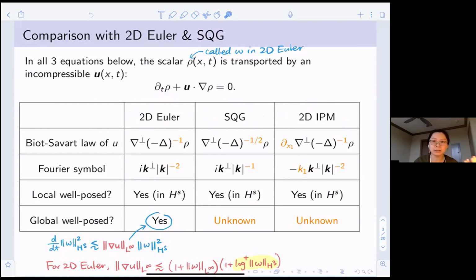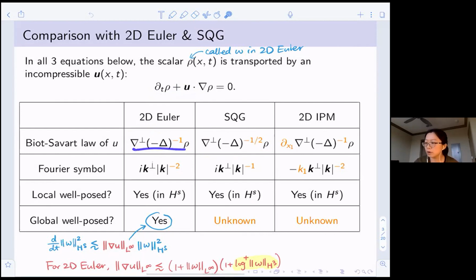Usually for 2D Euler, the scalar is vorticity. People usually use omega instead of rho to denote it. But in any case, the scalar is transported by a velocity field u, and in each case, u is determined by a certain Biot-Savart law from the scalar itself. These are the Biot-Savart laws for 2D Euler and SQG.